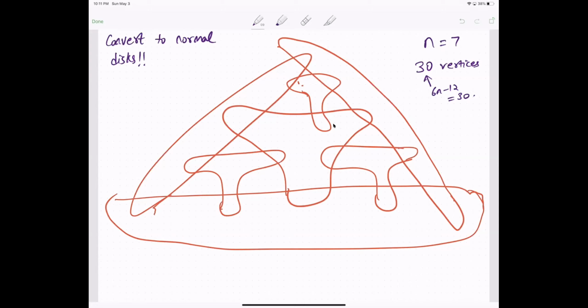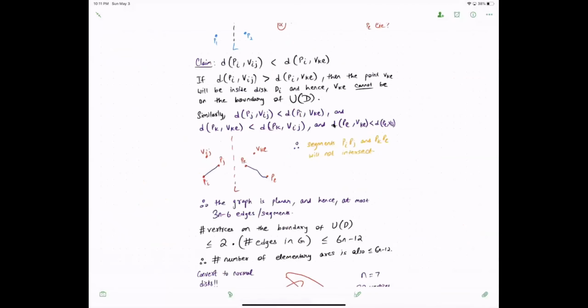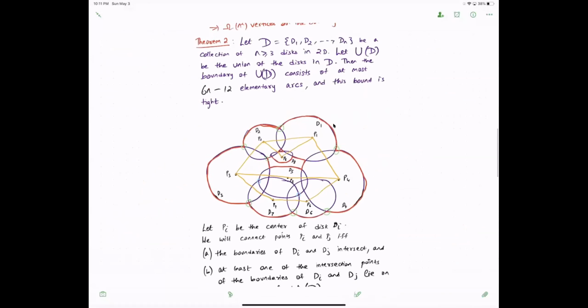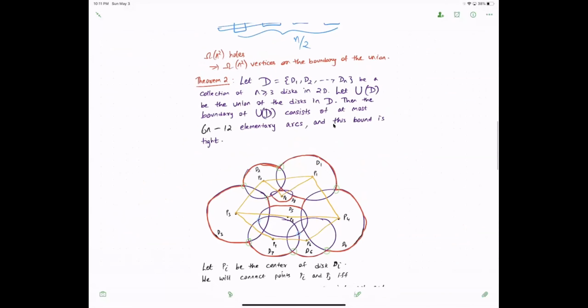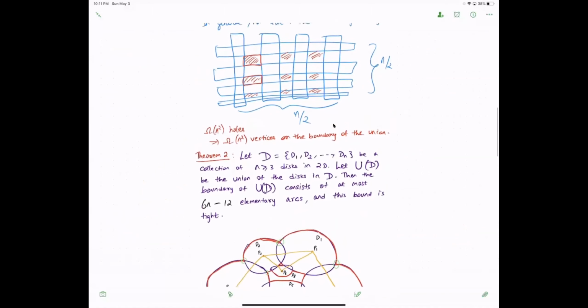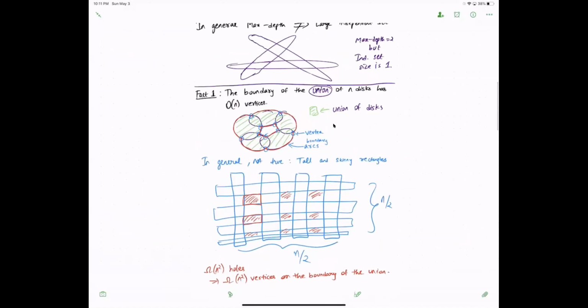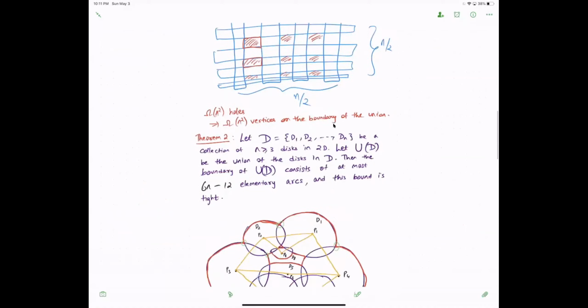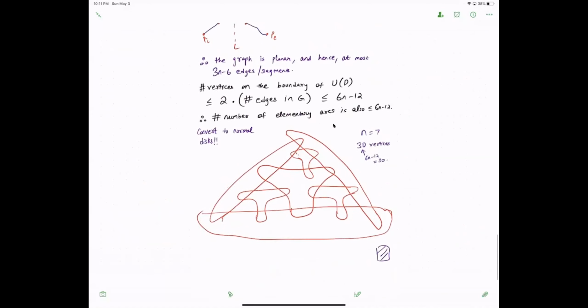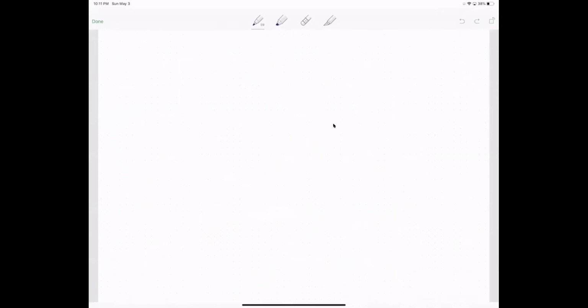Okay, so that brings us to an end of this theorem. And what was the theorem? Let's just recollect it. It basically said that the boundary of the union will only have order of n vertices, which is a very nice fact. We'll appreciate it later when the final approximation algorithm comes. Okay, so now let's move on.